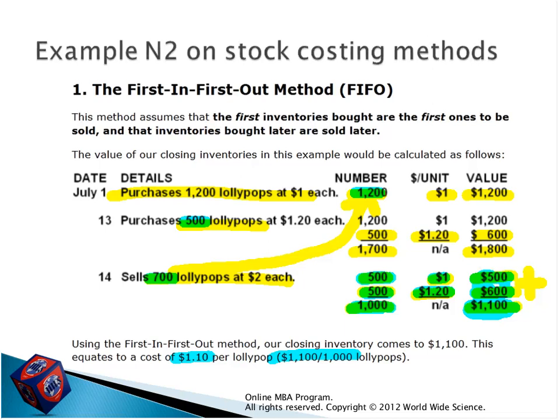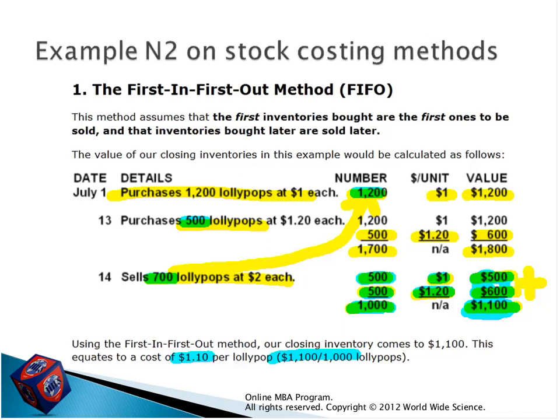And this amount, 1,100 US dollars, would be reflected in the balance sheet. If Miss Shepherd is going to prepare the balance sheet at the end of July, she wants to see how many inventories and cash or assets she has at the moment. She can do it, and the inventories would be valued at 1,100 US dollars. So this is what I would like to say about the FIFO method.